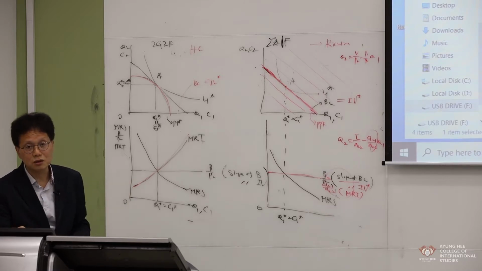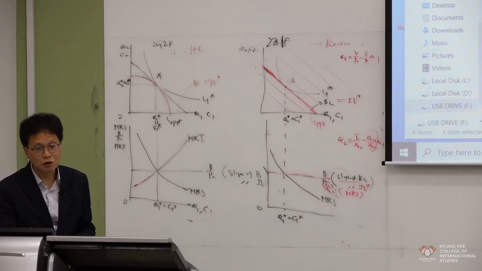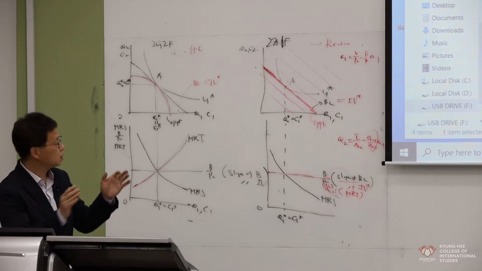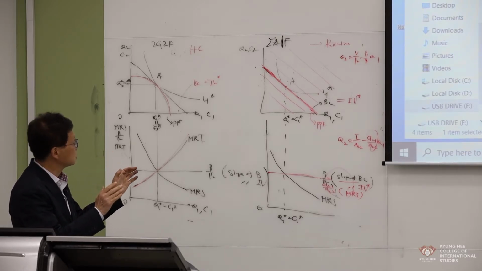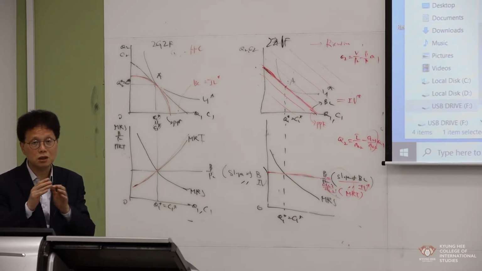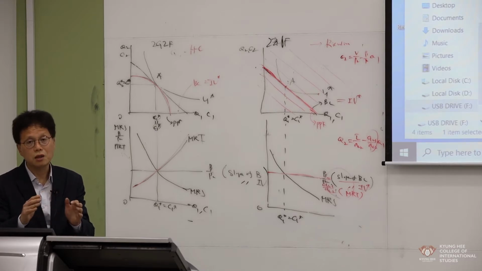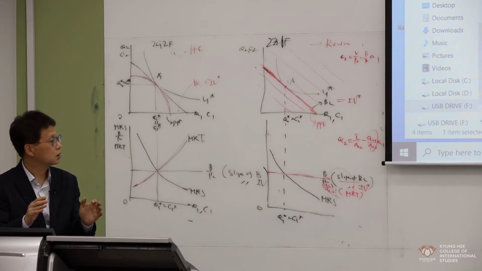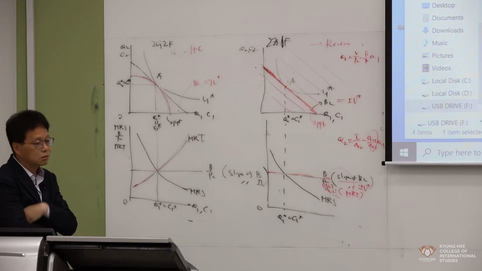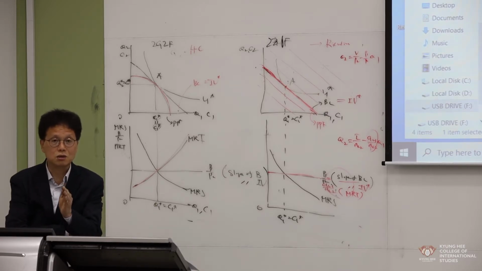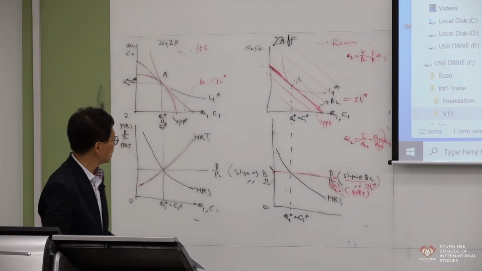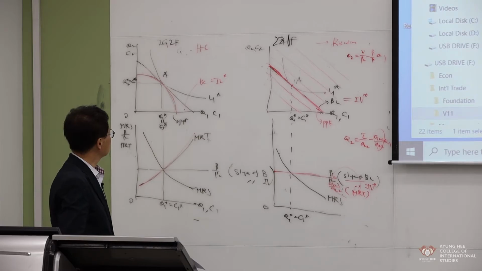Differences in factor abundances, factor endowments, make trade happen between two countries. That is the Heckscher-Ohlin model. The Ricardian model explained that trade happens because of differences in productivity, a technological gap, or labor productivity. So the standard trade model is the Ricardian model plus the Heckscher-Ohlin model. Okay, I'd like to add three more things.